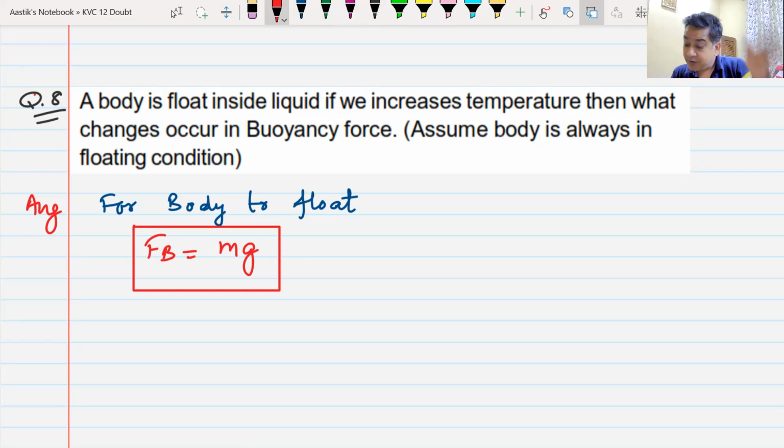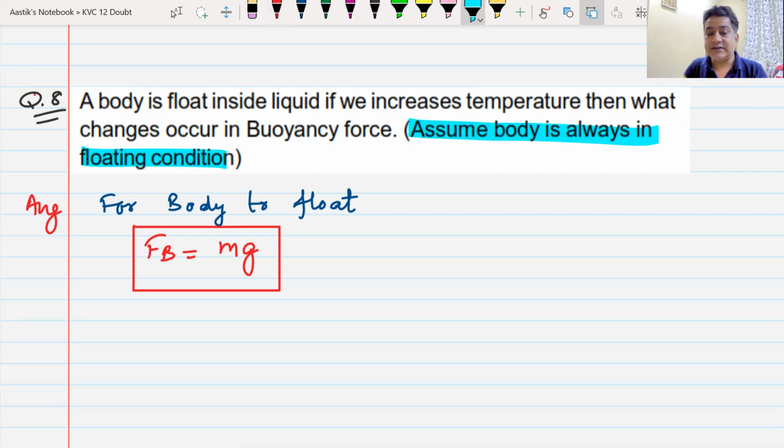Now what is the answer? A body is floating inside a liquid. If we increase the temperature, then what changes occur in the buoyant force? Assume that the body is always in floating condition. Now tell me your answer. What is your answer, my dear friends? What happens to the buoyant force? Does it increase? Does it decrease? It remains the same.